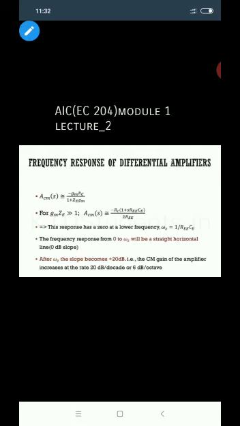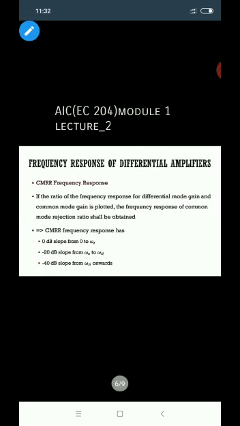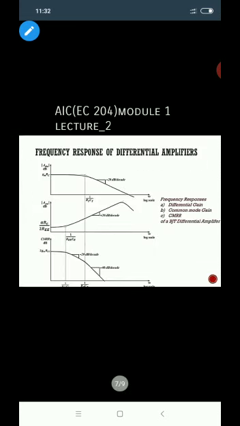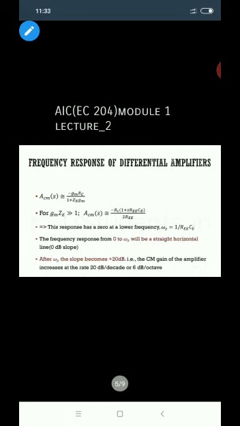Okay. Now here the frequency response from 0 to omega z will be a straight horizontal line, that is 0 dB slope. You can see here we have up to omega z, here we have a straight line. Okay. Now after omega z the slope becomes plus 20 dB. That is the common mode frequency response of a differential amplifier. That is, the common mode gain of the amplifier increases at a rate of 20 dB per decade or 6 dB per octave.